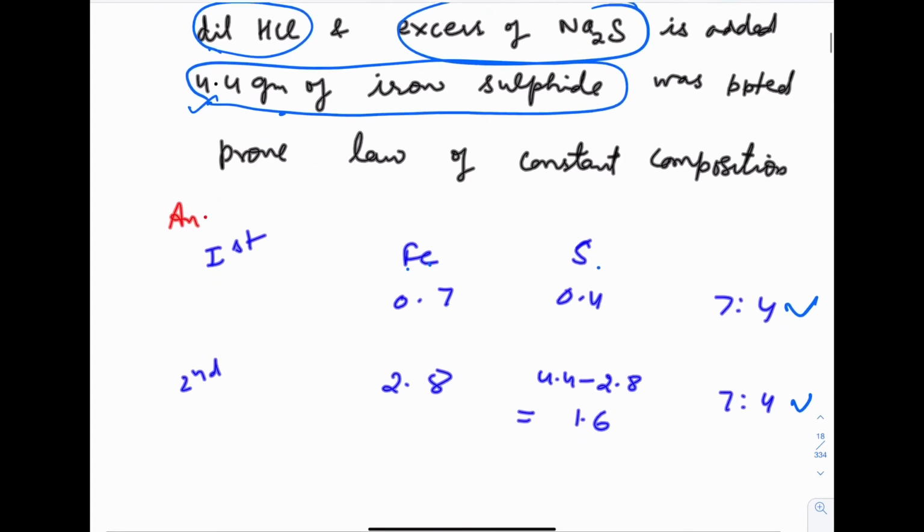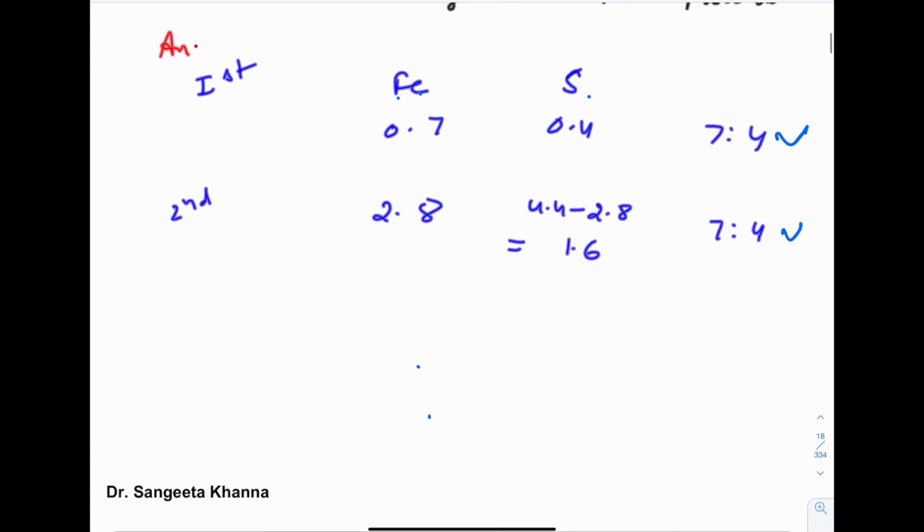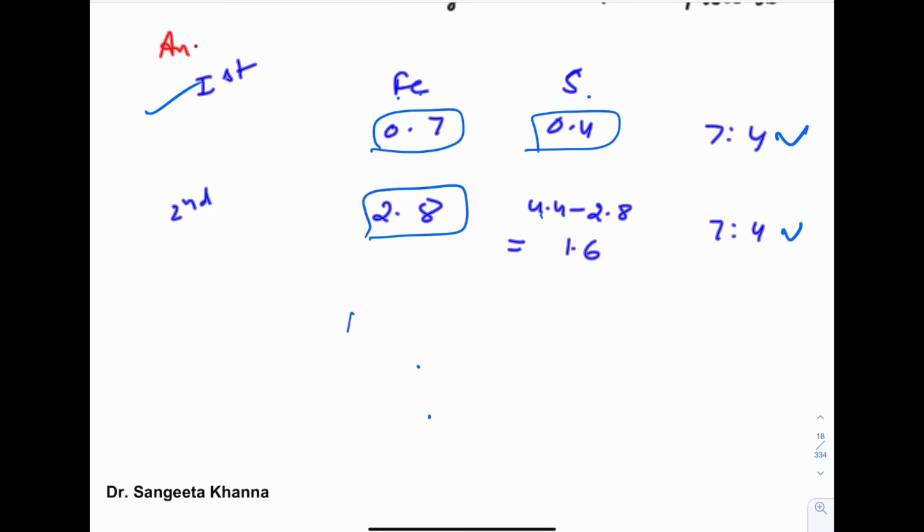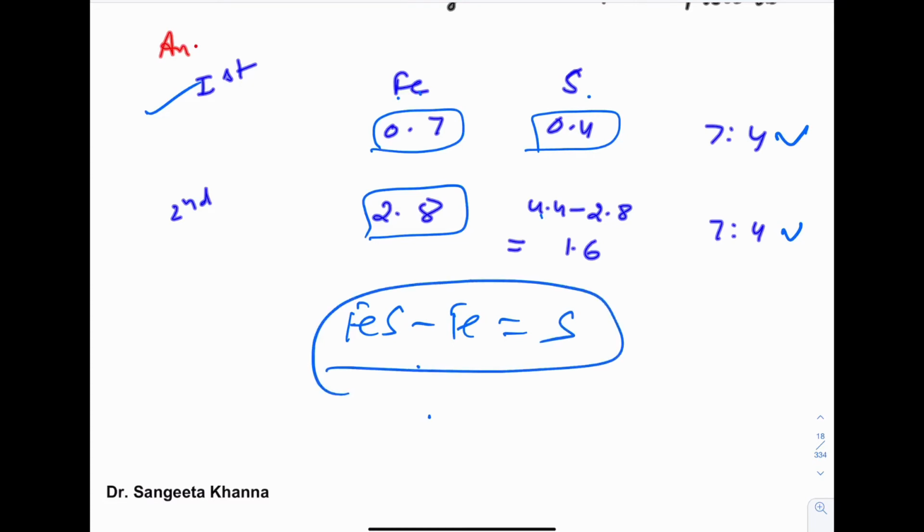So let's make this table. In the first experiment, iron is 0.7, sulfur is 0.4. Ratio is 7 is to 4. In the second experiment, iron is 2.8 and iron sulfide was 4.4. Difference of iron sulfide minus iron will be sulfur, and sulfur is 1.6. So what is the ratio? 2.8 and 1.6, 28 is to 16. And if we simplify this, it will be 7 is to 4.